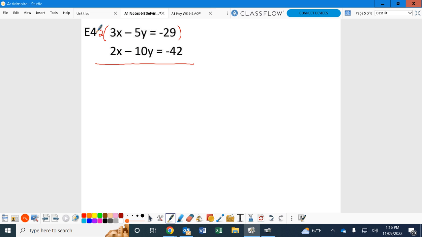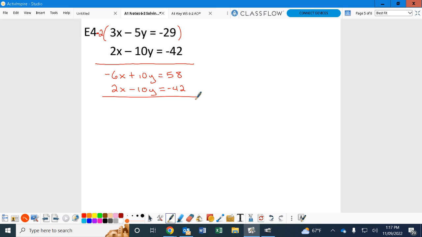So we're going to multiply by negative 2 on the top. That's going to make it negative 6x. And then the negative 2 times 5 is going to make it positive 10y. And then a negative times the negative is going to make the last one a positive, and then 2 times 29 would make it 58. Perfect. Wonderful. We take the second one and we write it underneath it just like it is. Do not do anything to it. Just copy it so you can put your line.